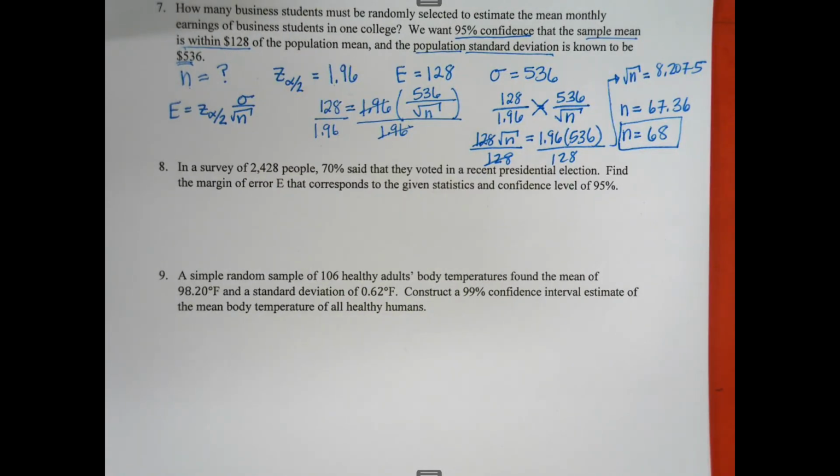Therefore, if we were to select 68 individuals and construct a 95% confidence interval, then our margin of error is going to be approximately $128.